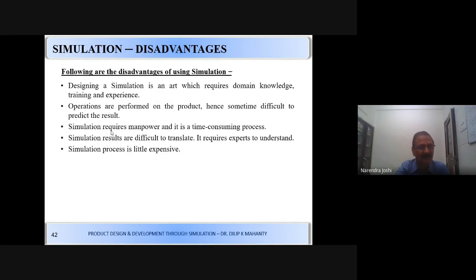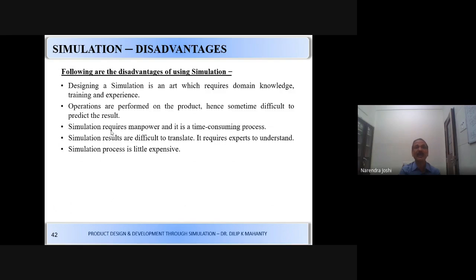So some of the disadvantages. Design is an art which requires domain knowledge, training, and experience. Why do I need to do that? Suppose you are from an industry where you do not have the domain knowledge, so you cannot do the simulation of that. For example, I'll give an example of airline ticket booking. A person who is well aware of the whole airline operations is needed; if not, a software developer cannot do the ticket booking. So it is very important to have domain knowledge. Same thing for mechanical engineering, electrical engineering, all the aspects. Operation and performance of the product, hence sometimes difficult to predict the results.